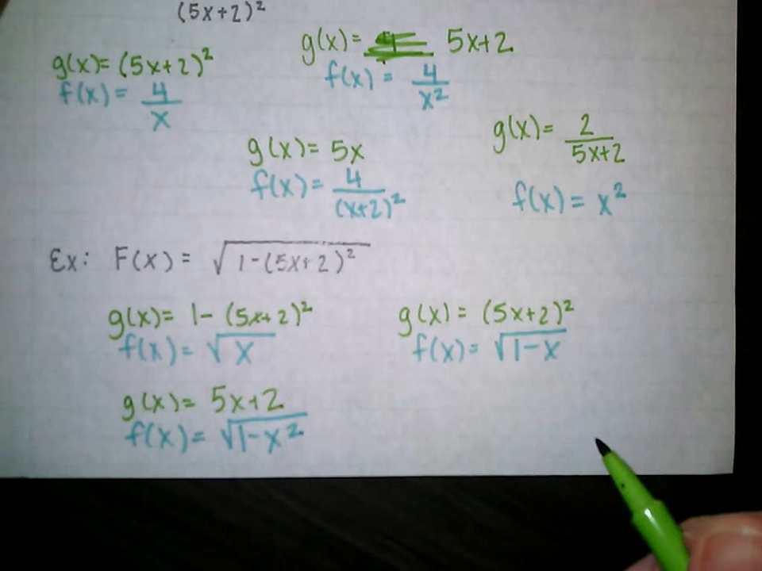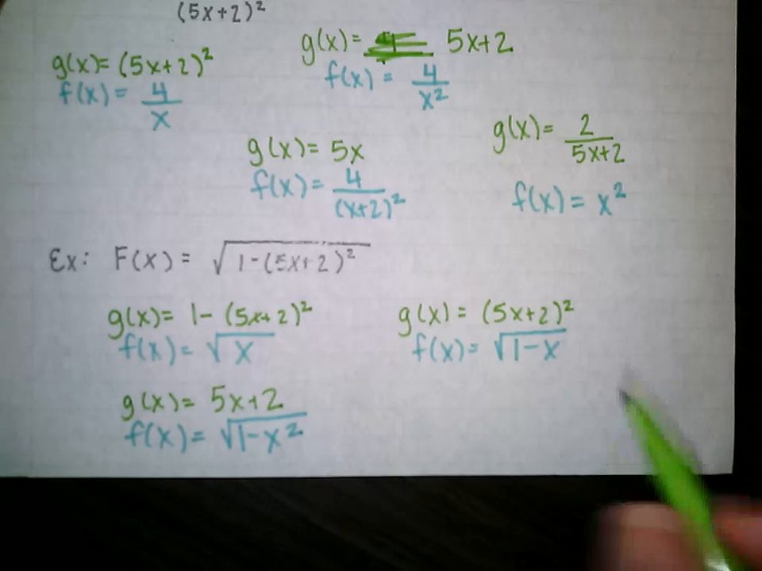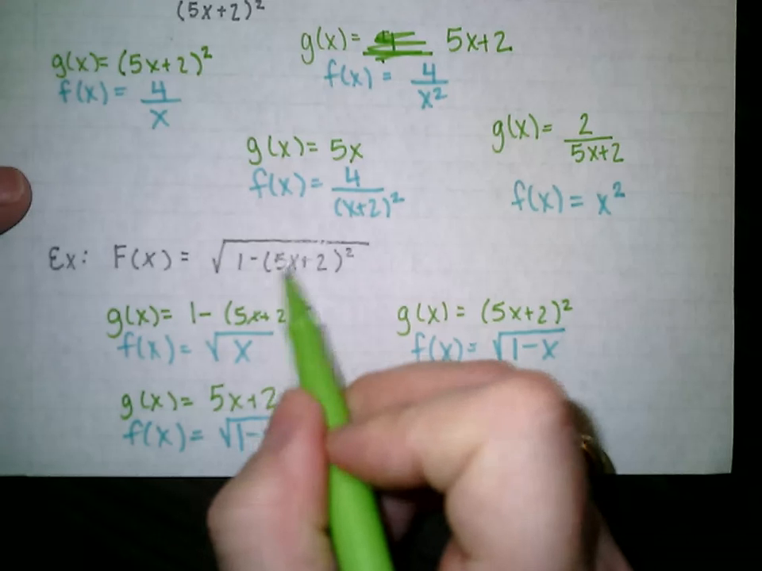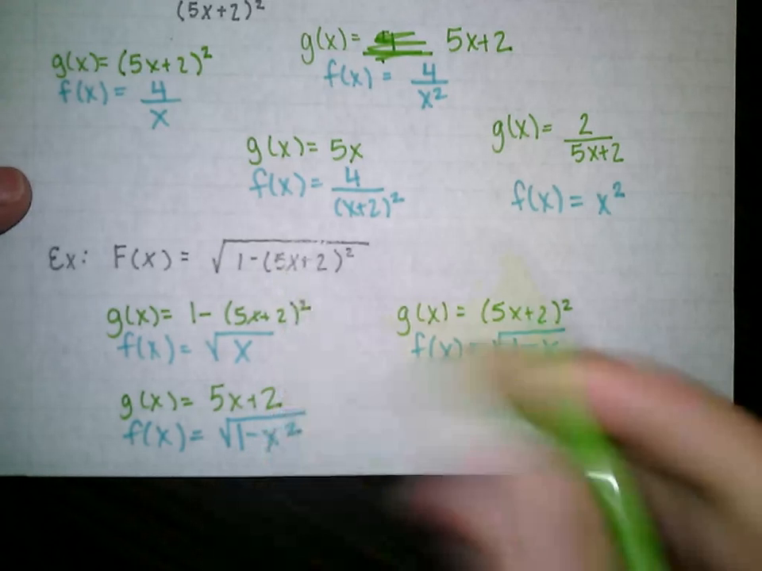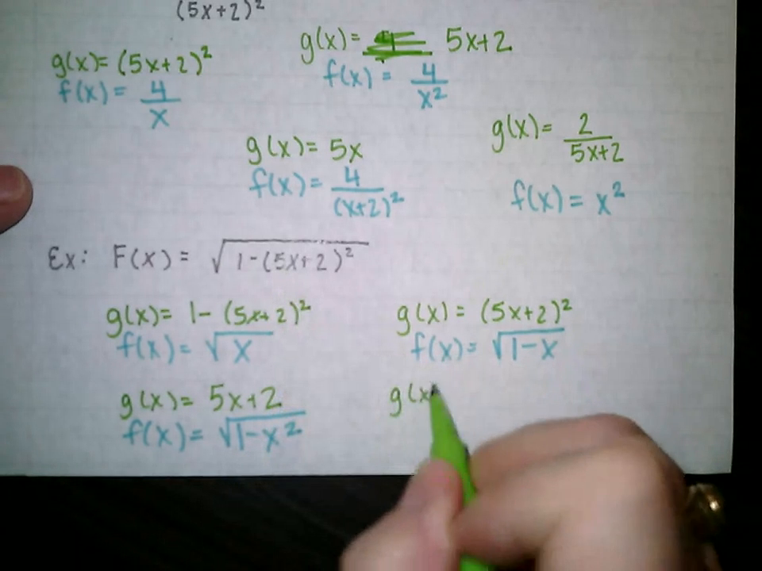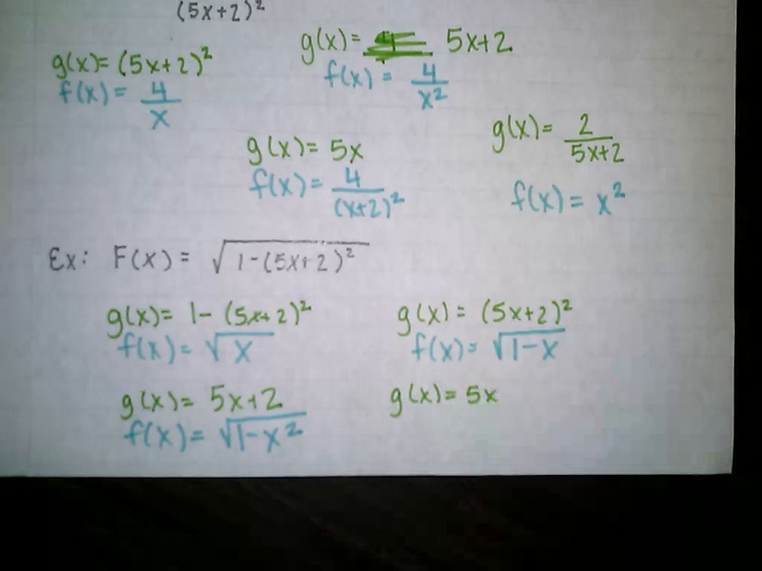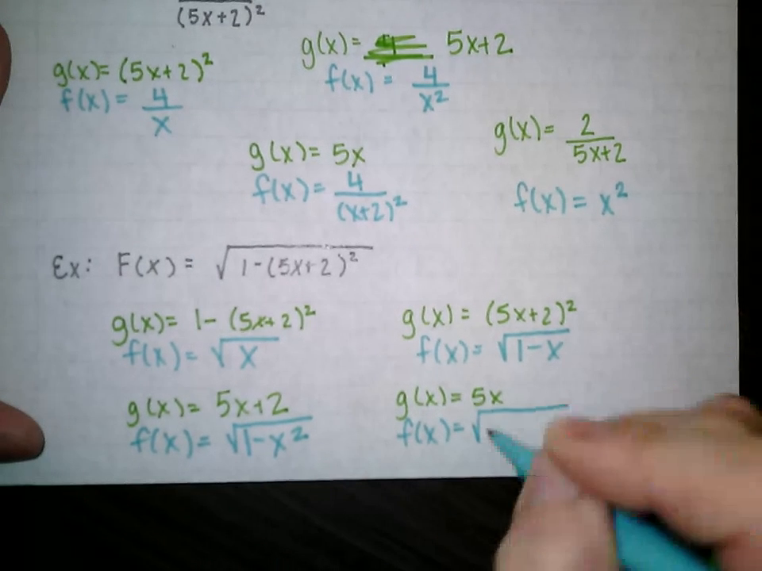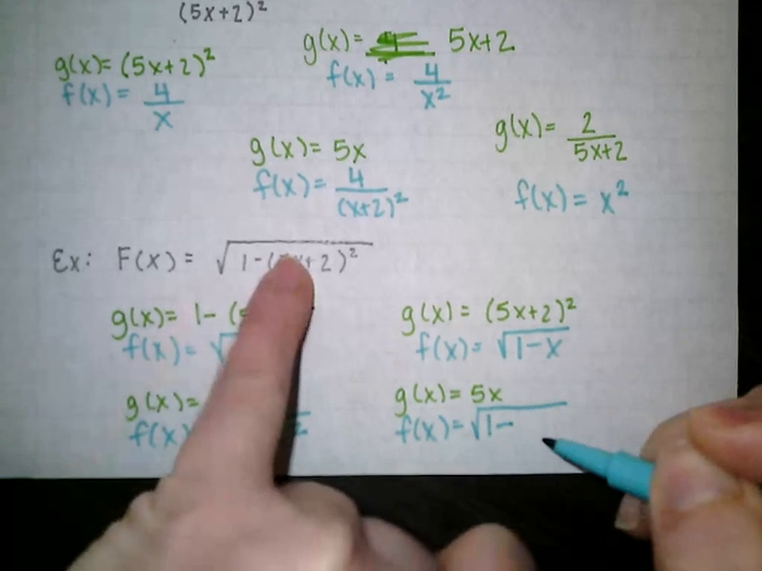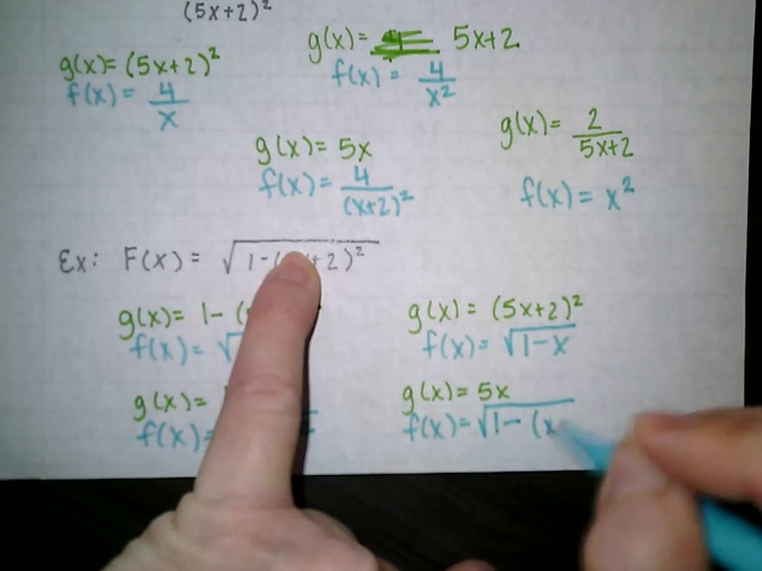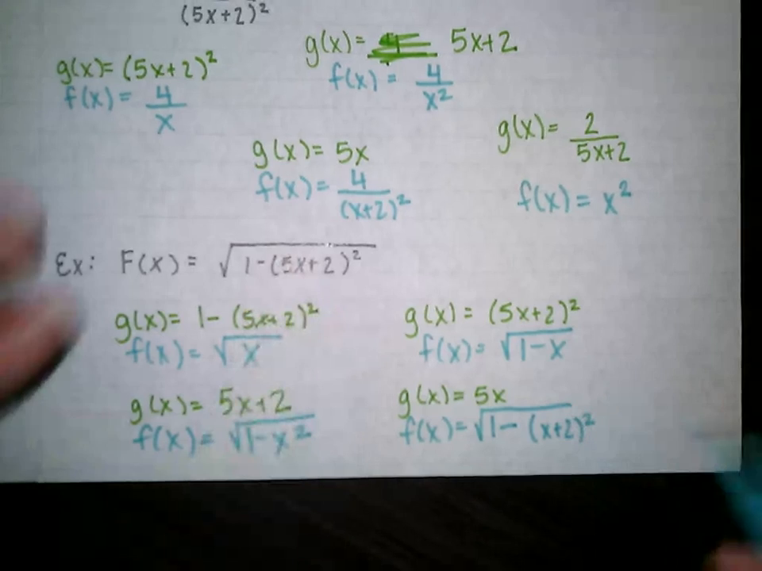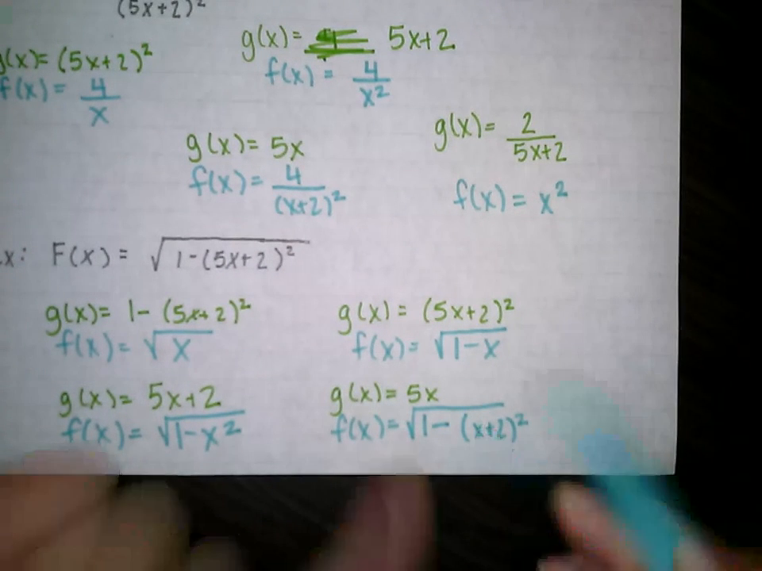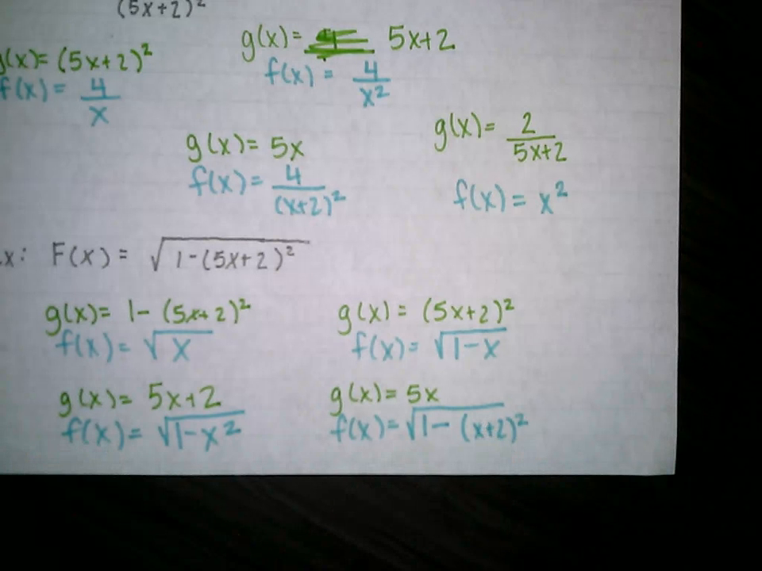Let's see, are there any others? Oh, well, could I make it just 5x? If I make g of x 5x, then f of x could be square root of 1 minus, now I'm just replacing this piece, x plus 2 squared. Yeah, that works because then my input would replace that x. I think I got all of them.